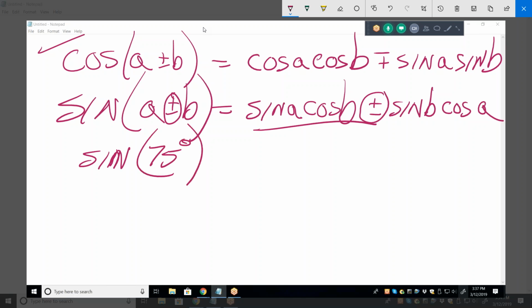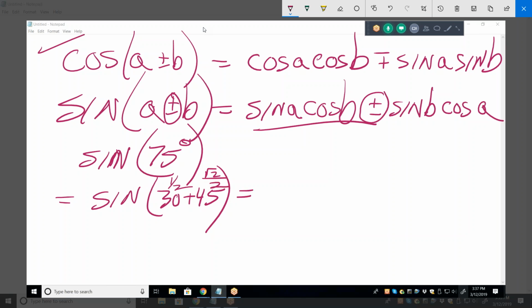All right. So what we want to do is express that as a plus or minus. And there's a couple of ways you could do it. You could do the sine of 90 degrees minus 15 degrees. That doesn't help because you don't know what the sine of 15 degrees is. It's a better way to express 75 degrees. You know both of those. What's the sine of 30? What's the sine of 45? Now just fill it straight into this formula.